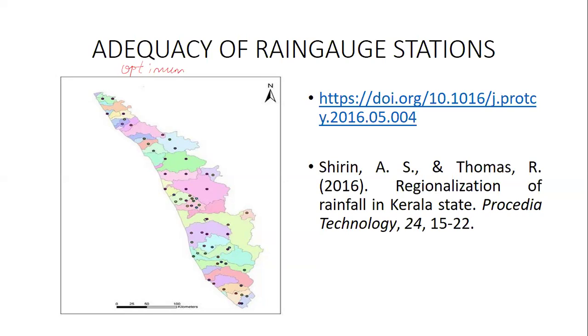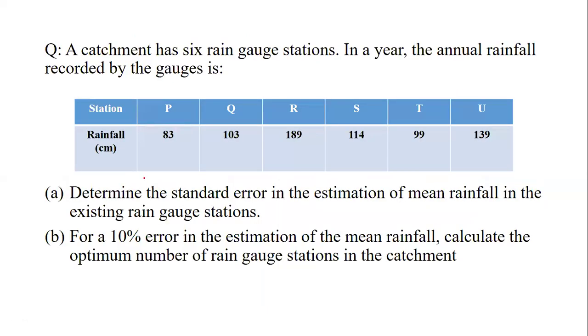Okay, so to better understand how to determine adequacy of rain gauge stations, we'll try to solve this numerical and see how this works. So this numerical says that there is a catchment which has 6 rain gauge stations, P, Q, R, S, T, U, and these are the annual rainfall values. That is साल भर का एवरेज यहाँ पर आपको हर स्टेशन का दिया हुआ है.